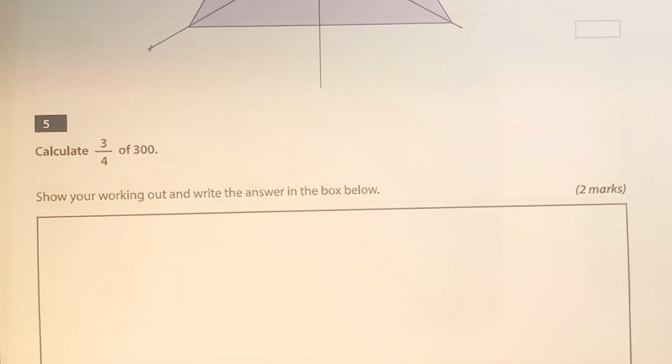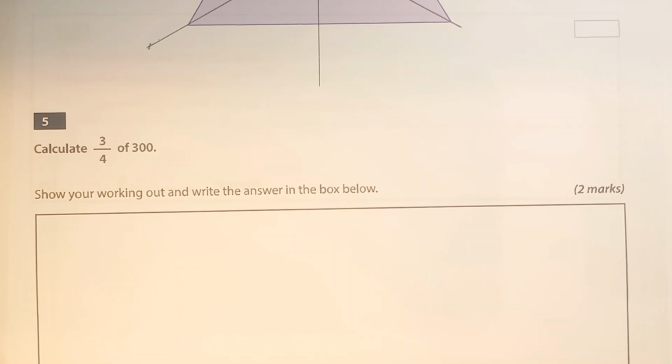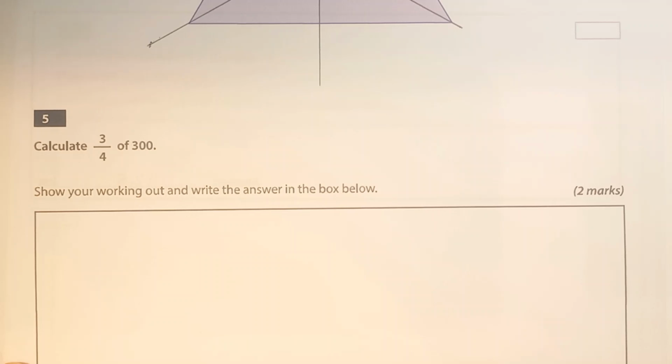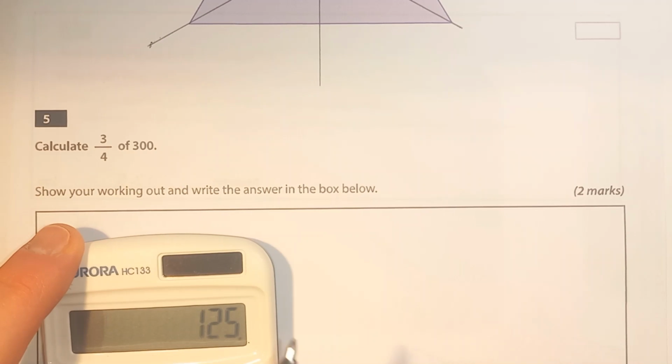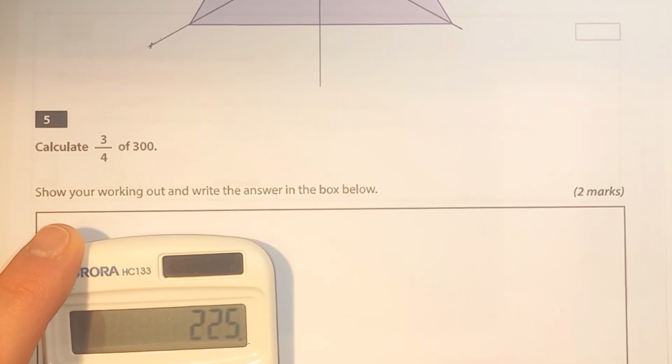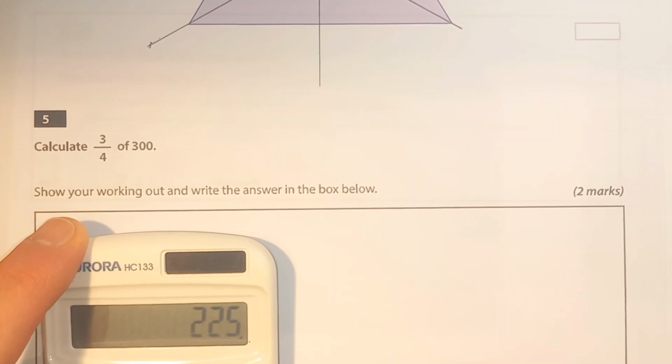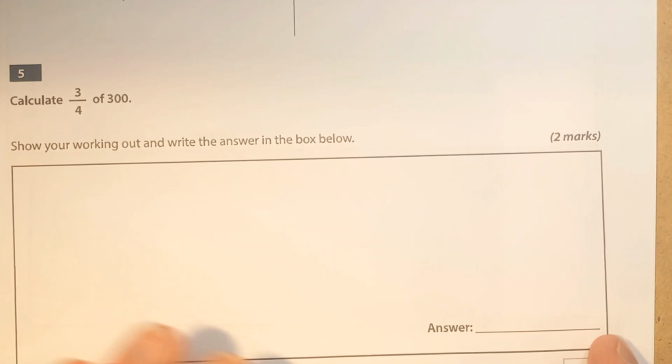Question 5. Calculate 3/4 of 300. Show your working out and write the answer in the box below. Well, again, we've got a calculator. So 3 over 4 just means 3 divided by 4. Of means times. So we just get 225. Okay. So I'm just going to write 225 here.